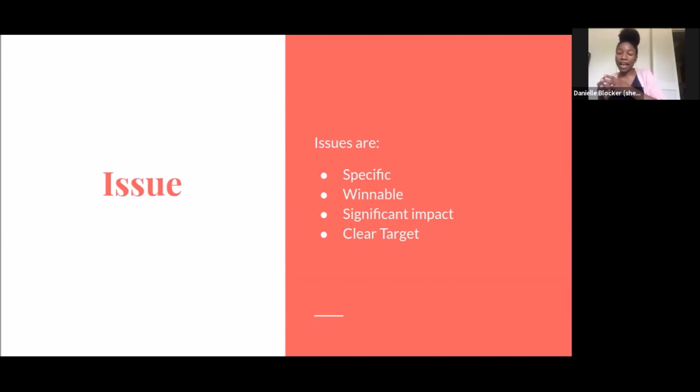So do you want to have such an extreme demand and have a whole campaign and tactics on something that you may not be able to win, right? Significant impacts, clear target.